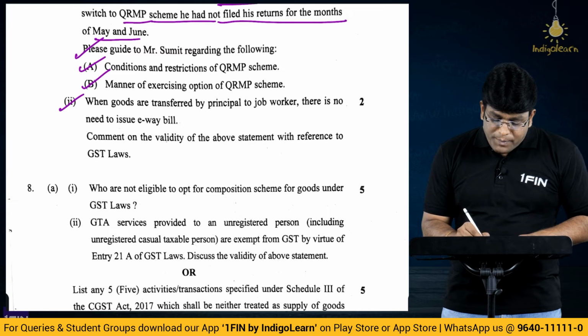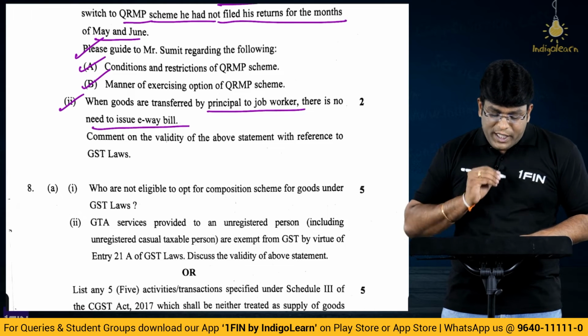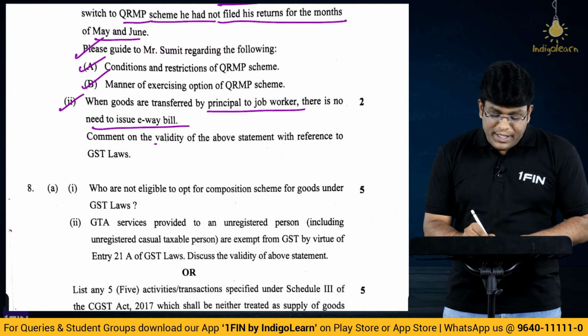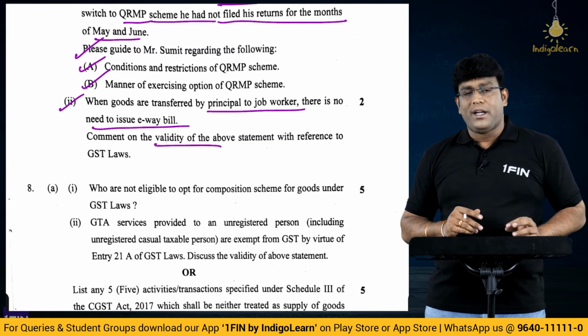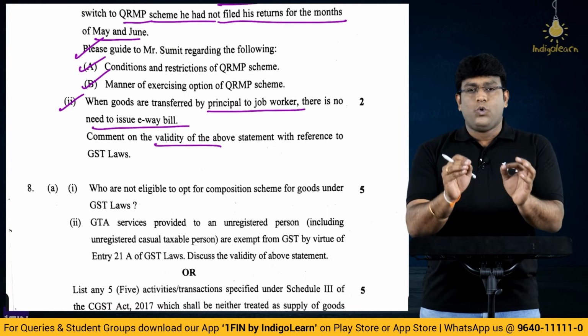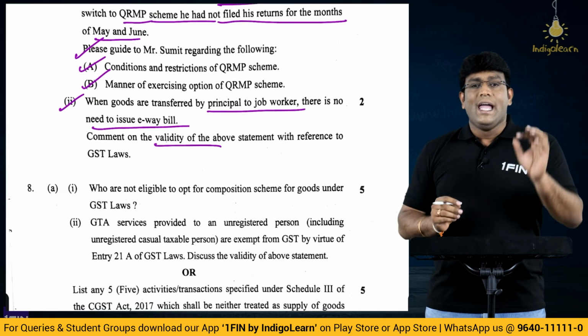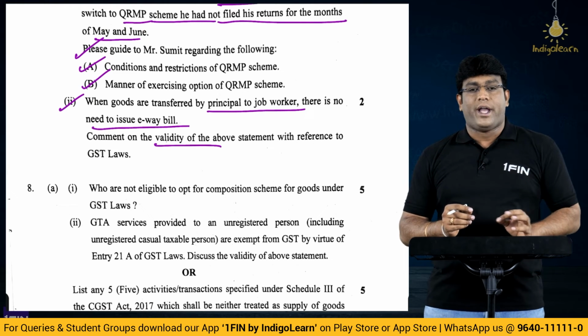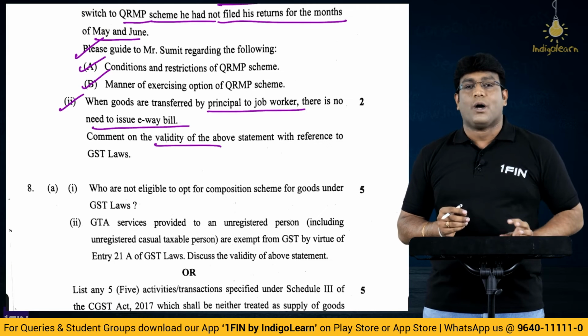When goods are transferred by principal to job worker, there is no need to issue e-way bill. Comment on validity of the statement. This is a false statement. We need to keep in mind that when goods are sent by principal to job worker, e-way bill is required to be issued if the consignment value is more than 50,000.